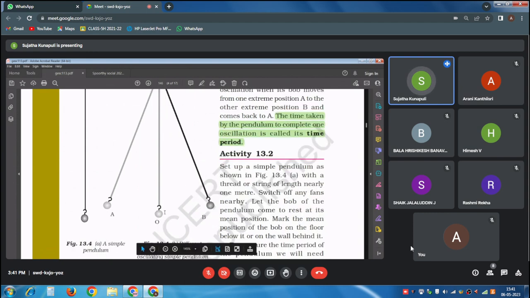So when it starts from O, goes to A, comes back to B and then back to O, the pendulum has completed one oscillation. Whatever time it takes to complete one oscillation, that time is called the time period. Understood?